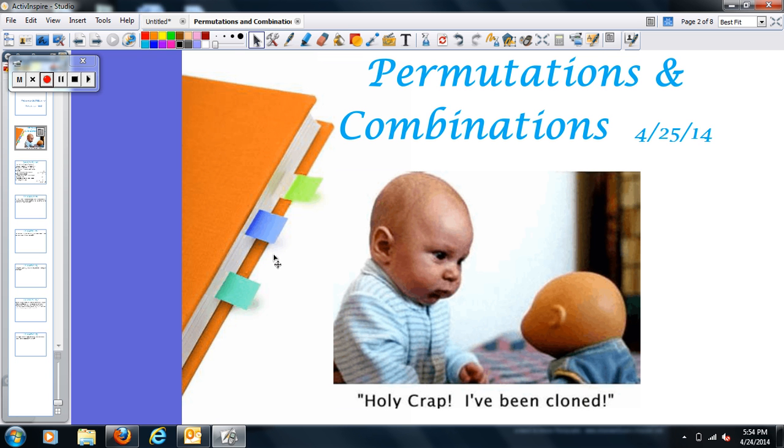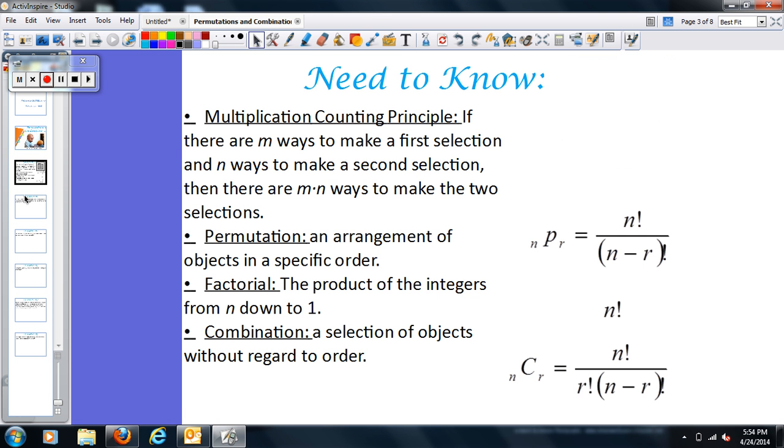We're going to go ahead and now we're getting into permutations and combinations, which are a form of probability statistics type stuff. So let's go ahead and start looking at that. First thing you need to know is called the multiplication counting principle, and it's real simple. If there are m ways to make a first selection and n ways to make a second selection, then there are m times n ways to make the two selections. Okay? Some of this is going to make more sense as you see problems with it.